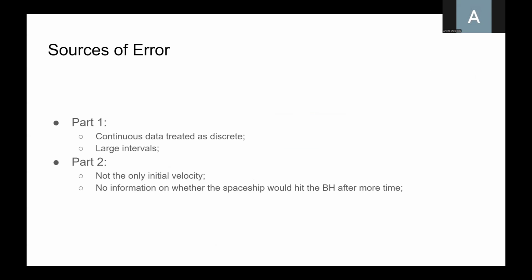So possible sources of error in part 1 were that continuous data such as the force, the speed of the star, and its position were treated as discrete. They were generated with concrete time steps, and these time steps were 1 day, which is pretty large. So there was really big variance with the mass of the black hole. And in part 2, this is not the only initial velocity, and there is no information on how the spaceship would behave after a long period of time.